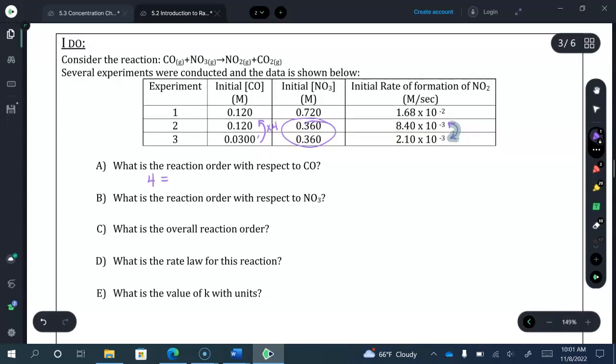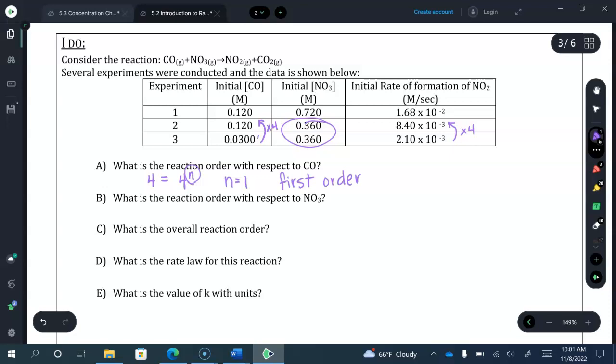And then we're going to look at how this one changes going this direction. So 2.1 to 8.4, that is also being multiplied by 4. So that's 4 to the nth power. What does n have to be for this statement to be true? n has to be 1. So this is first order.